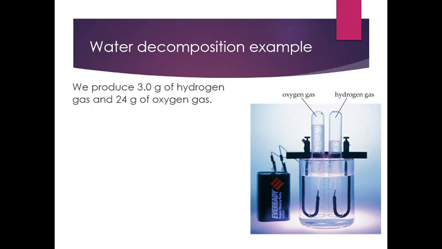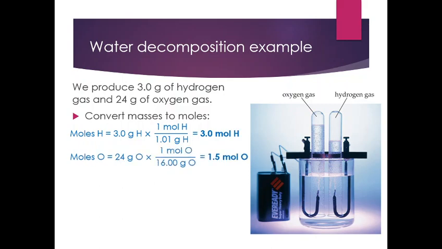And so the first thing, as I mentioned, that we need to do is convert our masses into moles. Using the atomic mass of hydrogen, which is 1.01 grams per mole, and the atomic mass of oxygen, which is 16.00 grams per mole, we can convert our 3 grams of hydrogen and our 24 grams of oxygen into moles of hydrogen and moles of oxygen. I did a little bit of rounding just because I don't want to carry this out to 10 decimal places. Using my significant figures, my 3.0 has 2 sig figs and the 24 has 2 sig figs, so final answers are rounded to 2 sig figs.